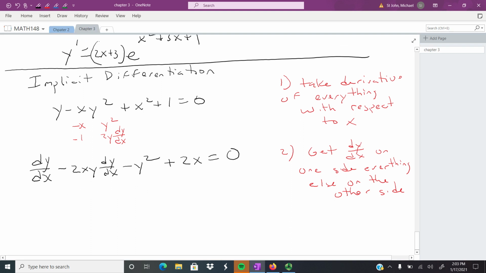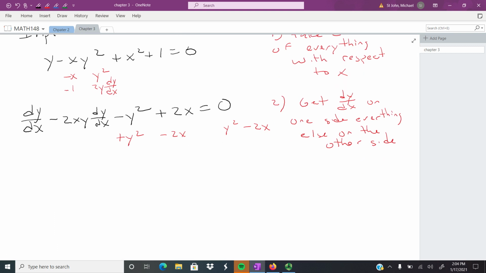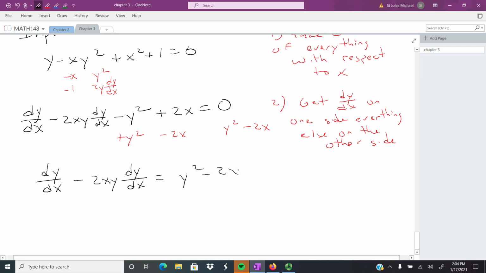Sorry. So we want to take everything over that doesn't have our dy dx term in it. So I'm going to add y squared, and I'm going to subtract 2x. So what do we have? We have dy dx minus 2xy dy dx is going to equal y squared minus 2x.